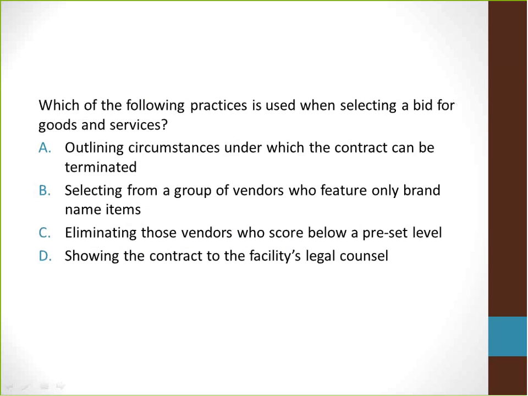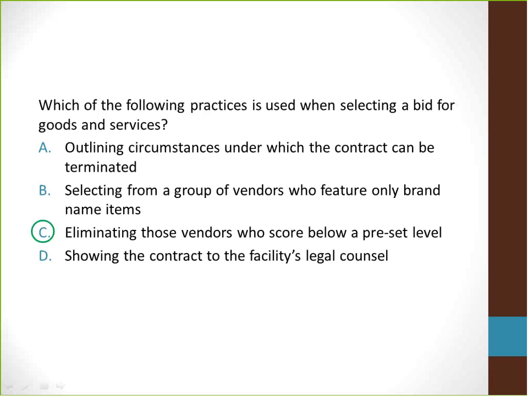Which of the following practices is used when selecting a bid for goods and services? A, outlining circumstances under which the contract can be terminated. B, selecting from a group of vendors who feature only brand name items. C, eliminating those vendors who score below a preset level. Or D, showing the contract to the facility's legal counsel. Answer C is the correct answer here.